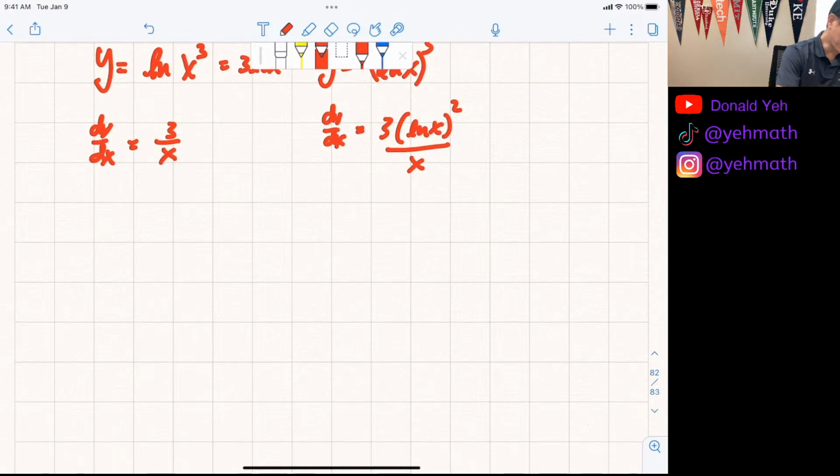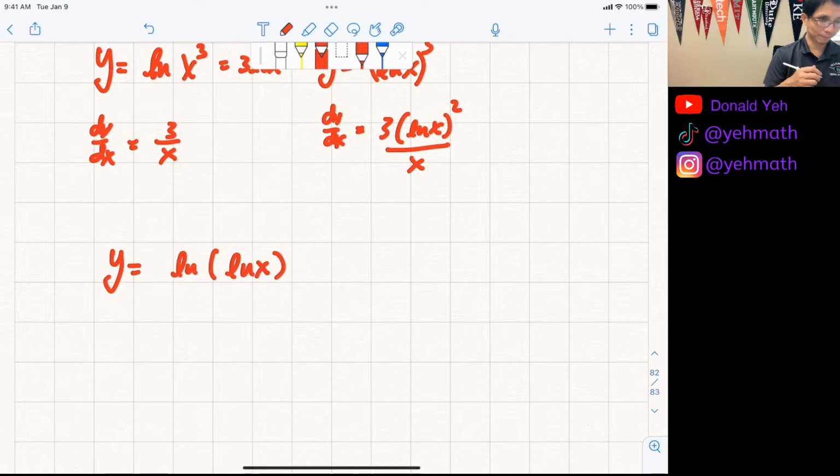Okay, so the next one. Next one's kind of tricky. So y equals ln of x. You can't just distribute it. If you distribute it, it's still going to give natural log of x. So how do I take a derivative of this?